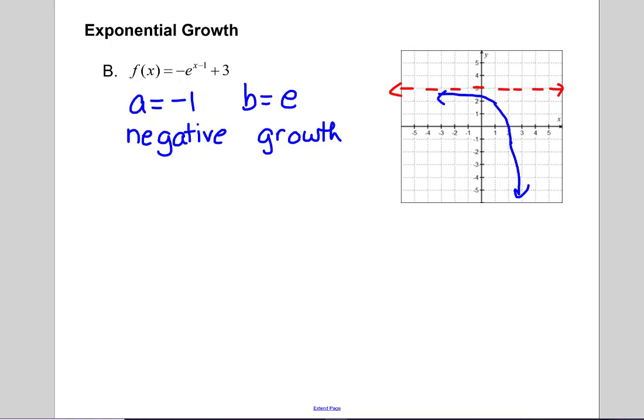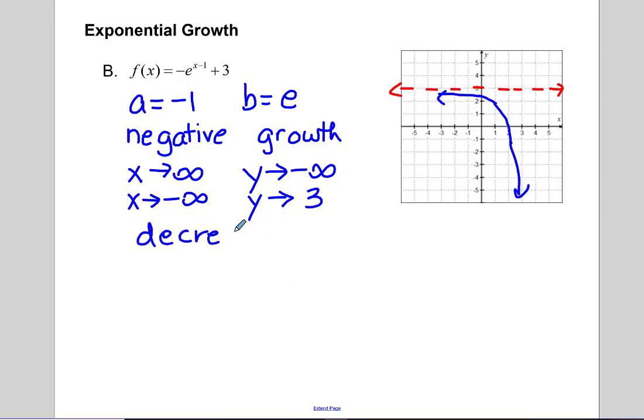So you don't need a calculator. You could make a table if you needed to. So we have negative growth, and they want us to say the end behavior. As x goes right, y is unbounded downward, and as x goes left, y is heading toward positive 3. So it's a decreasing function. It's negative growth. The base is bigger than 1, and the A value is negative, which is what's causing that negative growth.